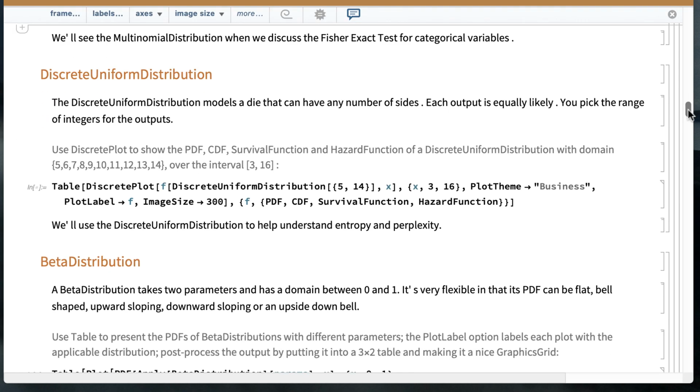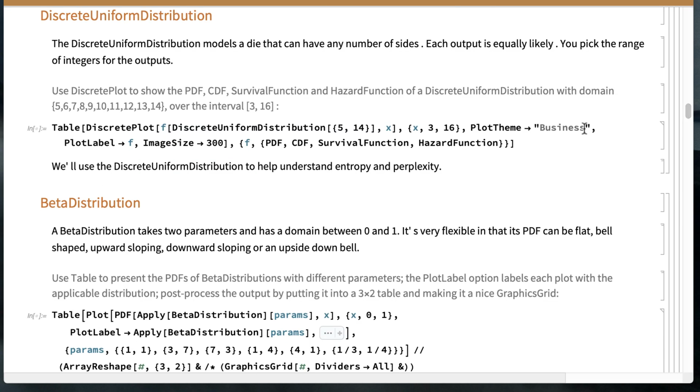Okay, so discrete uniform distribution. The discrete uniform distribution models a die that can have any number of sides you want and that can output integers, whatever integers you want. So for example, here I'm looking at a discrete uniform distribution which can output 5, 6, 7, 8, 9, 10, 11, 12, 13, 14. And what we're going to be looking at is a discrete plot of first the PDF, then the CDF, then the survival function, then the hazard function of this distribution.